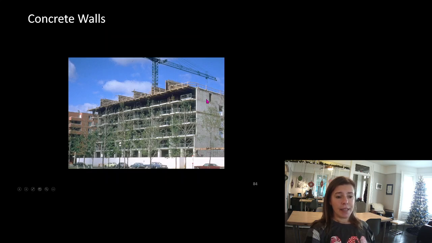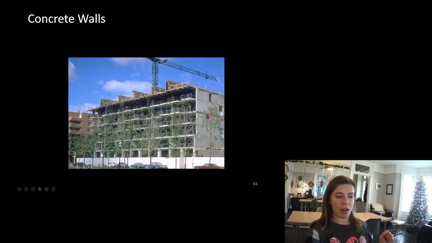Concrete walls. If you've got them, use them. Often concrete buildings are using the concrete walls as their gravity system or your separation between zones and spaces. They become your acoustic separation. They become all of these things. Once they're there, you might as well make them your lateral load resisting system.